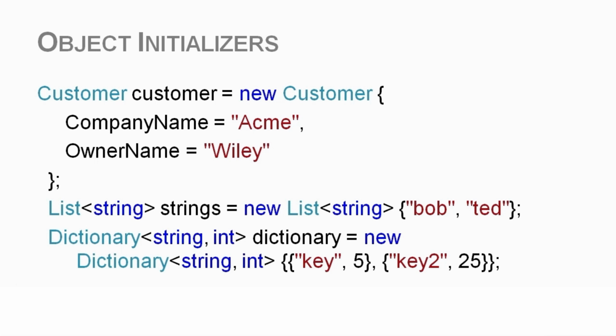Below it, you can see how we're initializing a list of strings. This may be a little bit more familiar to you. It's the same way you would initialize an array. And we can do dictionaries basically the same way by putting the key value pairs in curly braces and then putting the curly braces in an overall set of curly braces for the dictionary. So you can see in this example, we're creating a new dictionary, which is a templated dictionary, which has a string key and an integer value type. And then we have for our first key value pair, the string key and the value 5. And then the second one has the string key 2 and the value 25.